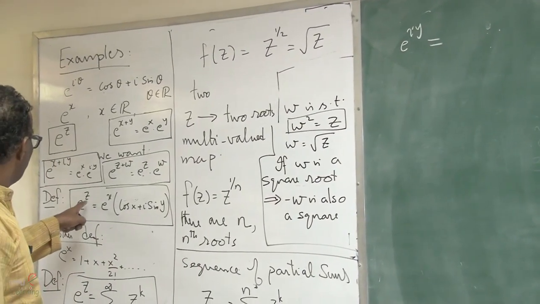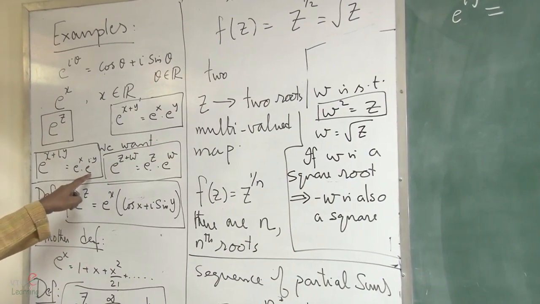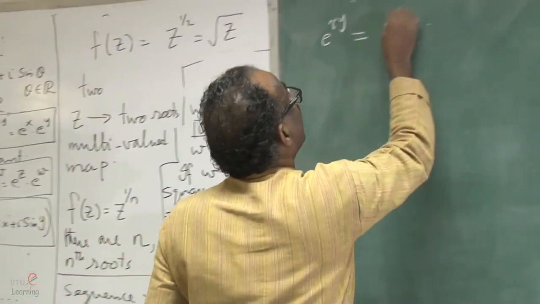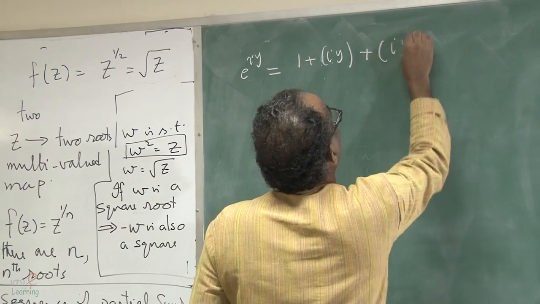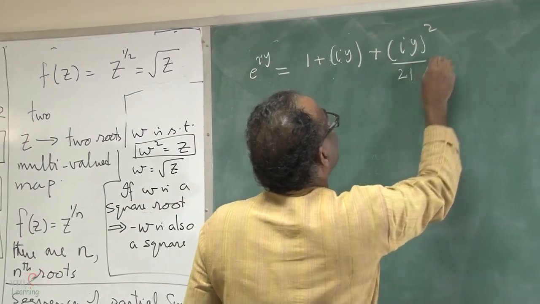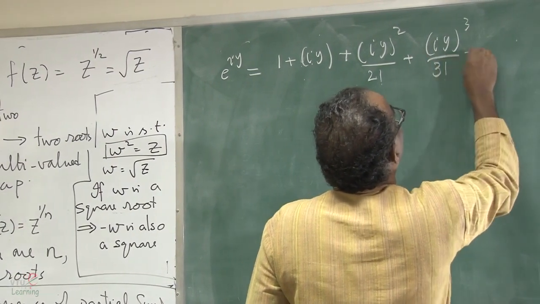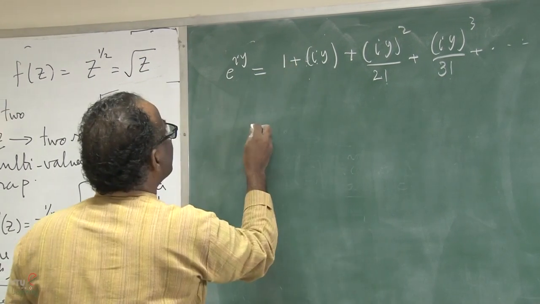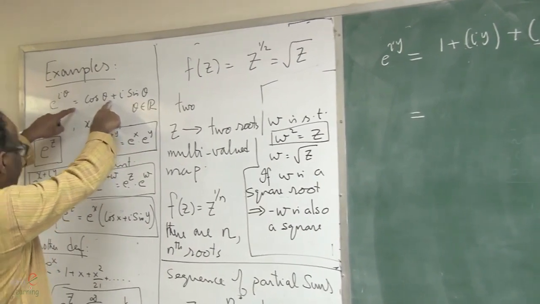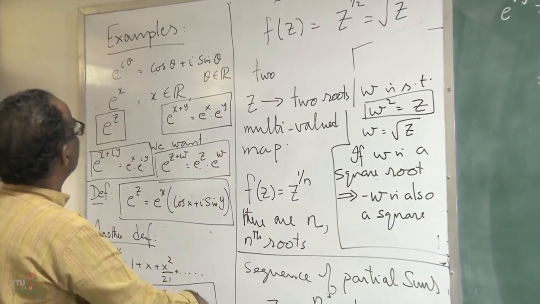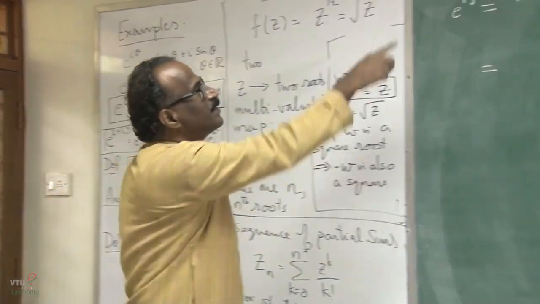By definition, by putting z equal to 0, x equal to 0, and iy, you will have this definition, so that you will get 1 plus iy plus (iy) whole square by 2 factorial plus (iy) whole cube by 3 factorial. If I expand here, I am trying to prove your formula. This is a different definition. From this new definition, you can derive this formula. That's what I am trying to do.